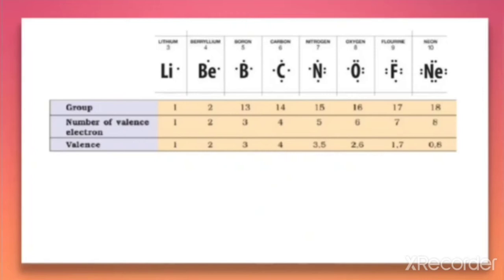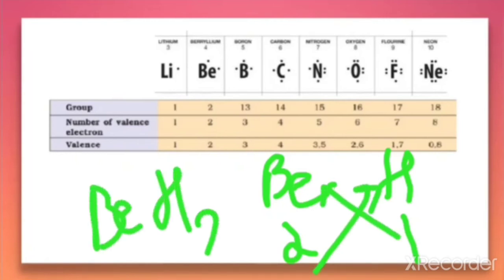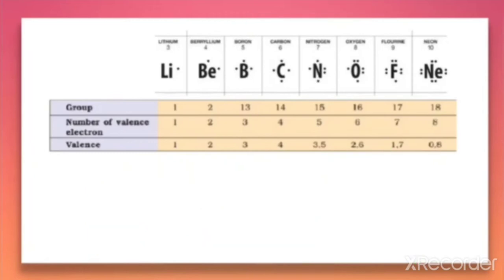Let us take an example, the example of beryllium and hydrogen. What is the valence for beryllium? The valency and the valence electron are the same, that is 2. Hydrogen is 1. Cross it, you will get the formula BeH2. So in this way we can make the formula very easily for binary compounds, that means compounds made up of 2 components.